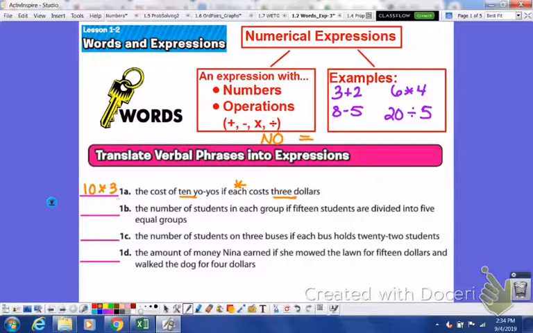In 1B, the number of students in each group if 15 students are divided into 5 equal groups. So I know I have 15 students. I know I'm dividing into 5 equal groups. So how would we figure that out? Our expression would look like 15 divided by 5, sorry.